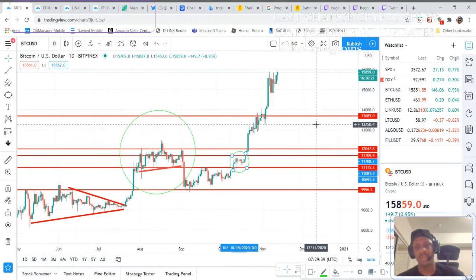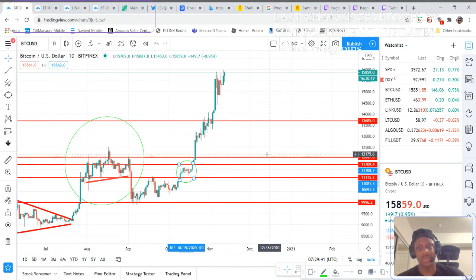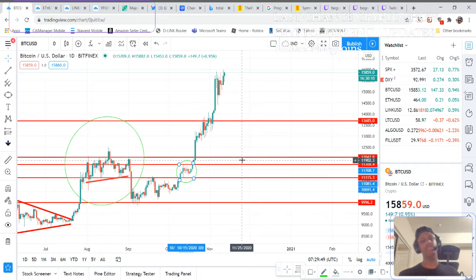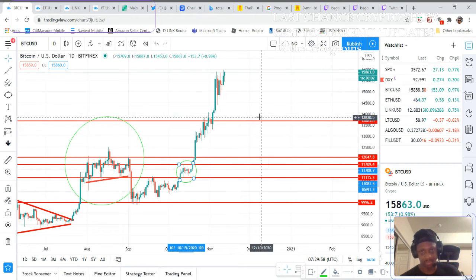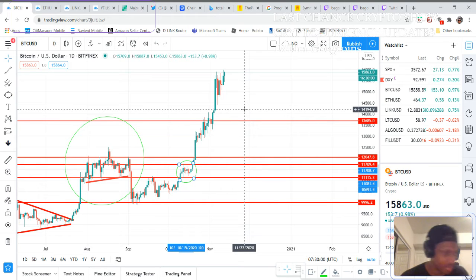I don't think we're going anywhere near $10,000 yet. I don't think we're going under. Worst case, we're going to go to 11.7, in my opinion. Maybe 11.2. We're not going to 10K anymore. Anyways, we're going back to 15,600 again. We should be attempting that by tomorrow morning.